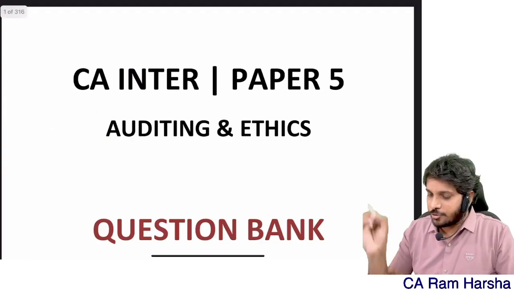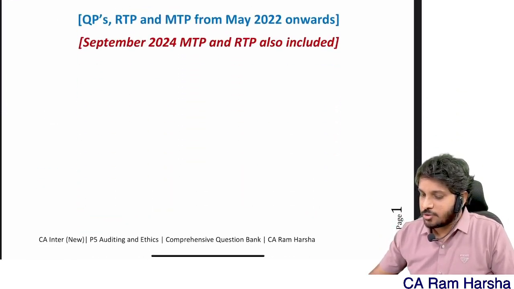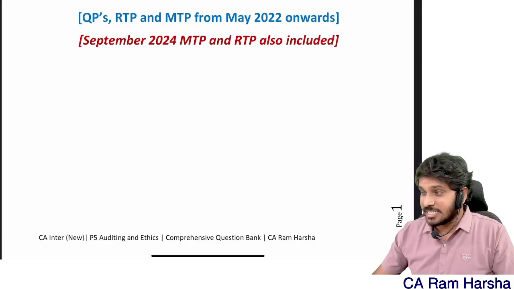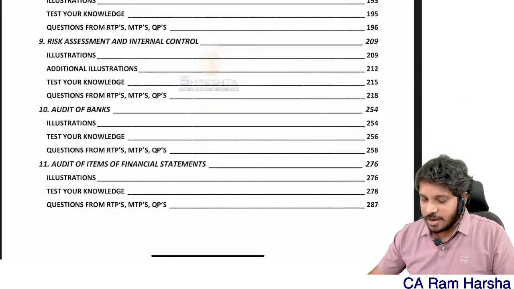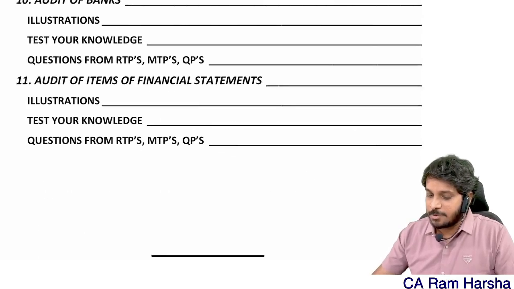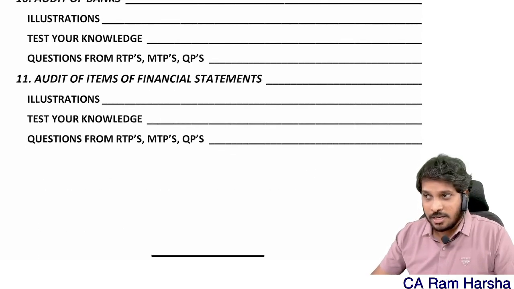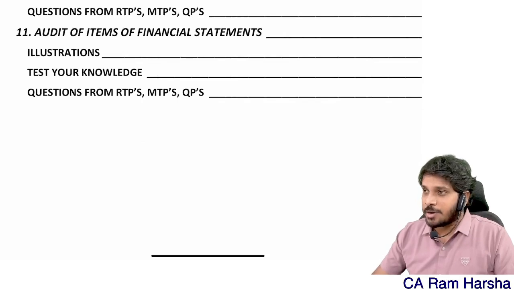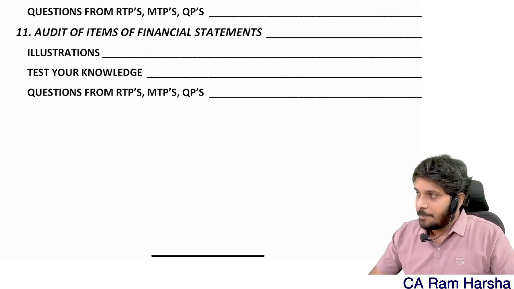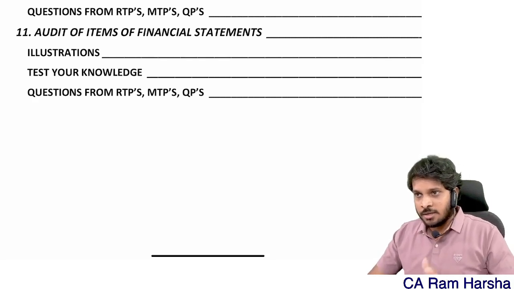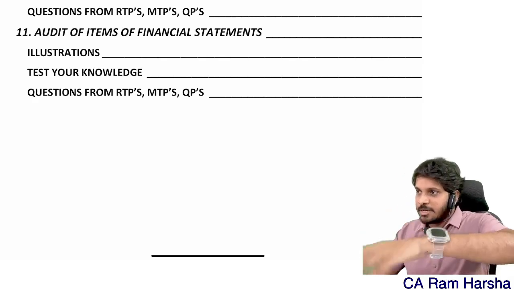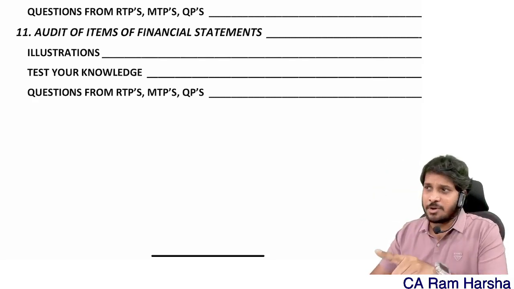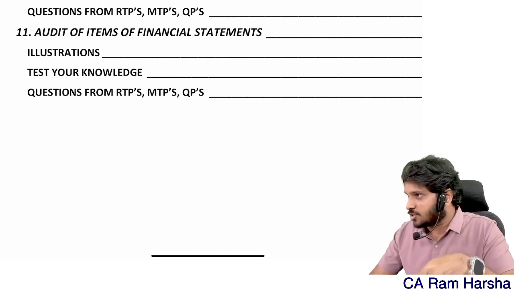Latest edition 2024. This is the question bank. September 24 MTP, RTP both are included. Just MTP 2 is not added. We will add it later. In this, standard wise we have given a breakup for every question, for every chapter we have given all illustrations from ICA, all TVK questions from ICA, and questions from MTPs, RTPs and past examination questions. 6 attempts we have covered. May 2022 onwards we covered. So up to May 24 is covered, and even now this September attempt is also covered. May 24 we didn't cover because the suggested answer was not ready by the time we developed this question bank.